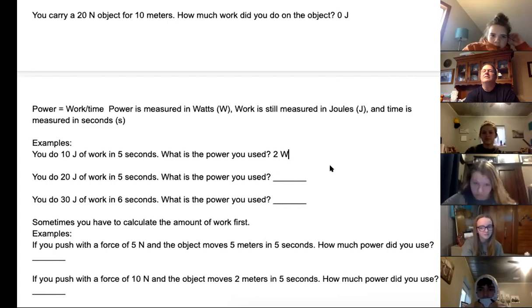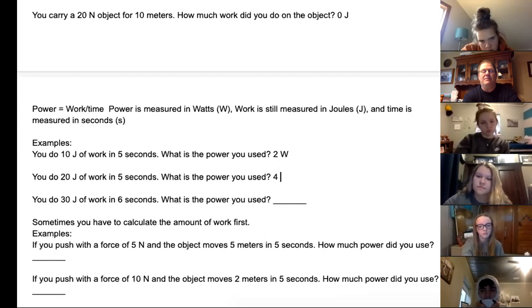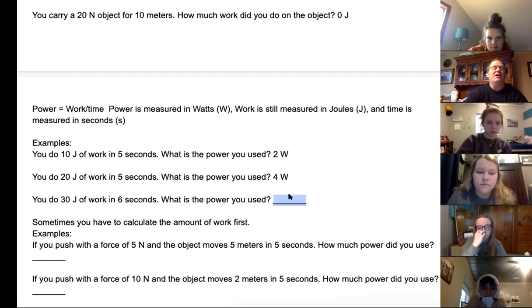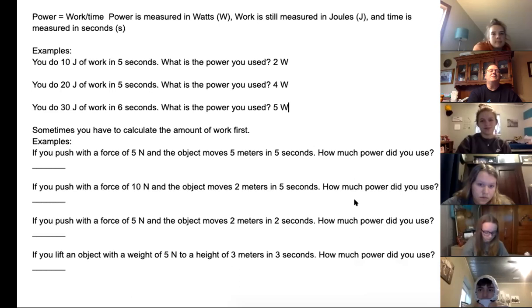Okay, Jones. You do 20 joules of work in 5 seconds. What's the power? 4 watts. Jackson, you do 30 joules of work in 6 seconds. What's the power? 5 watts. It's always work divided by time. Hey, sometimes you have to calculate the amount of work first. Sometimes it's a two-step problem.